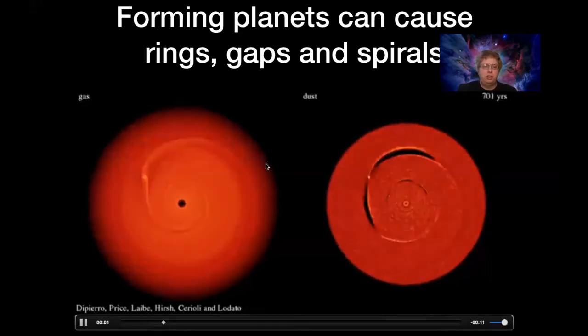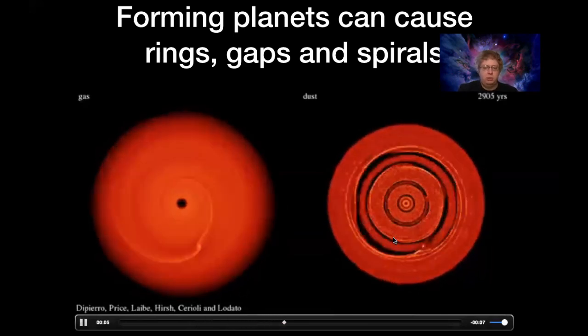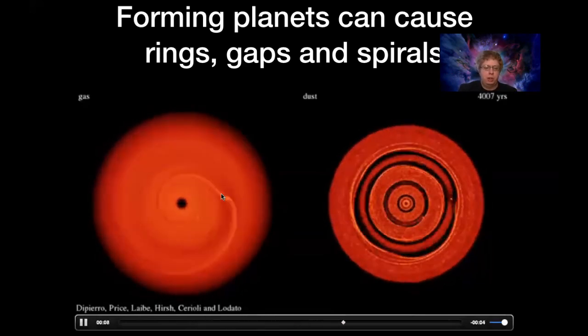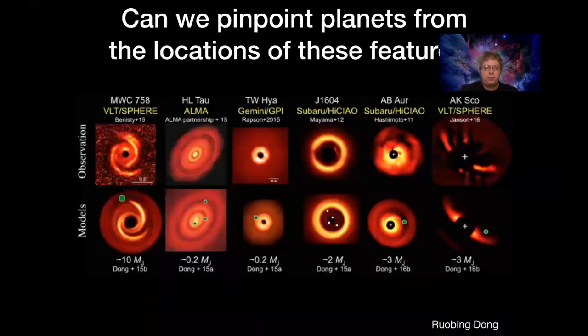These are simulations of what the gas in a disk and what any dust in the disk would look like when you have a planet orbiting where this white dot is. This looks quite a bit like what we've seen in our observations. So based on these, we're pretty sure that we can pinpoint where planets are forming within these disks based just on the patterns that they make.